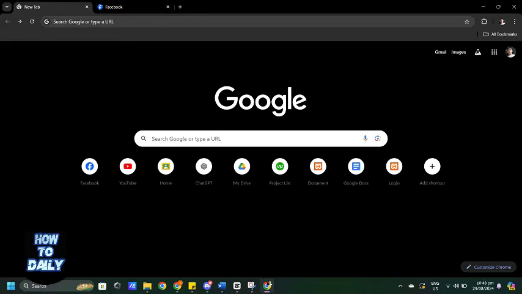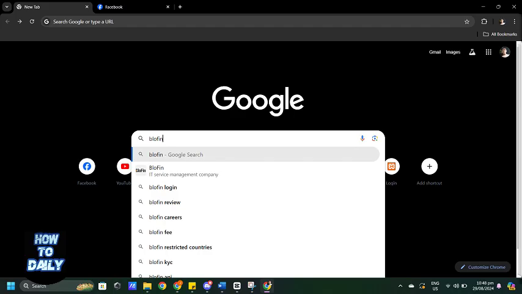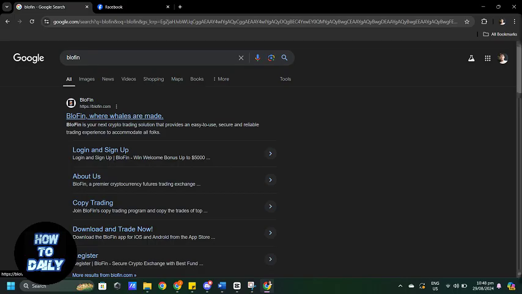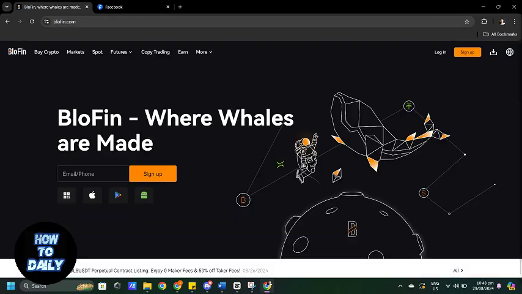Today, I will walk you through setting up futures trading with BloFin. Futures trading can be a powerful tool for maximizing profits, but it requires a solid setup to get started. First, sign up for a BloFin account or log into your existing one. Ensure your account is verified to access futures trading features.